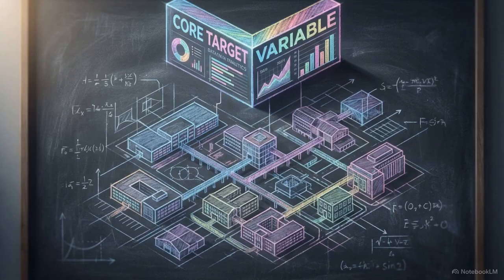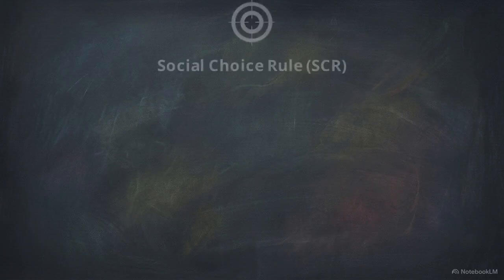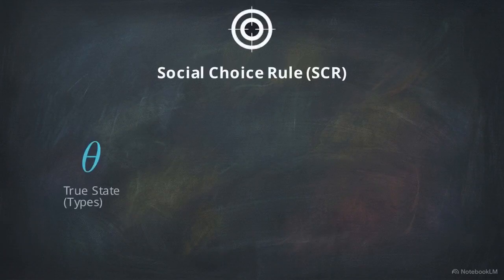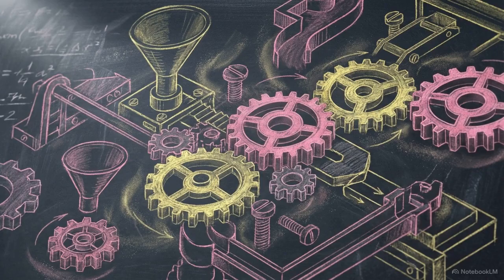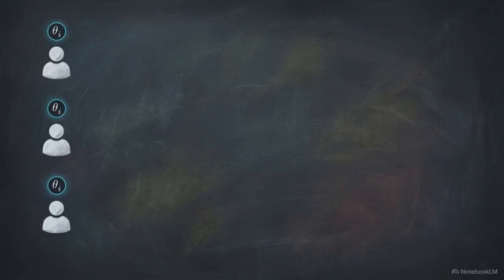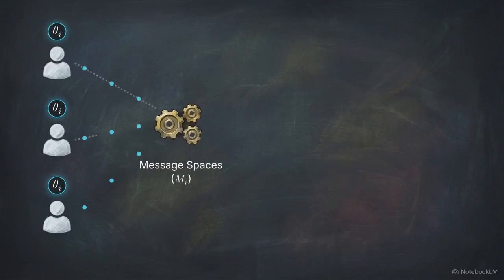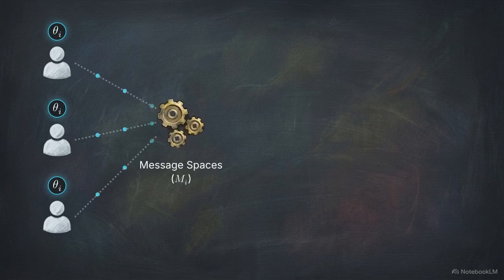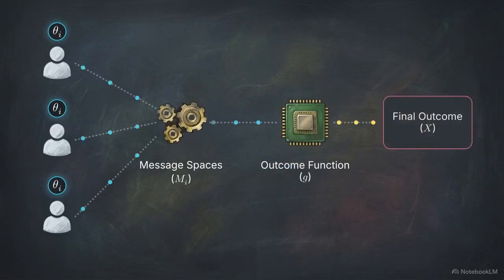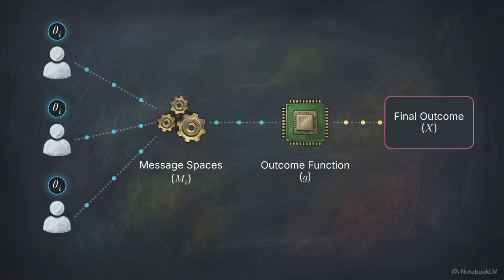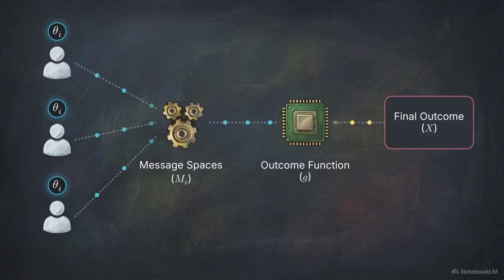The designer begins with the social choice rule, or SCR. The SCR is a target mapping, f of theta into X, that dictates the specific efficient allocation the designer wants to implement based on the true state. The mechanism is the institutional machine built to achieve that SCR. The mechanism's first component is the message space, M_i, dictating what agents can communicate. The outcome function, g, translates those messages into the final allocation. Combined with an equilibrium concept, this generates an outcome based on true types and strategies.